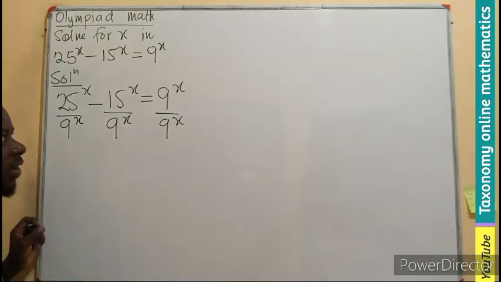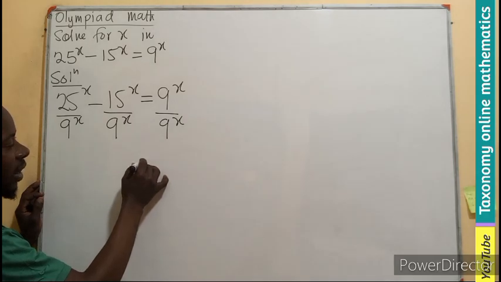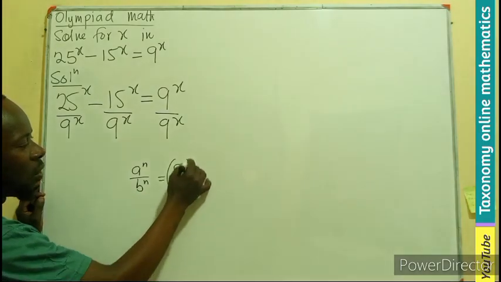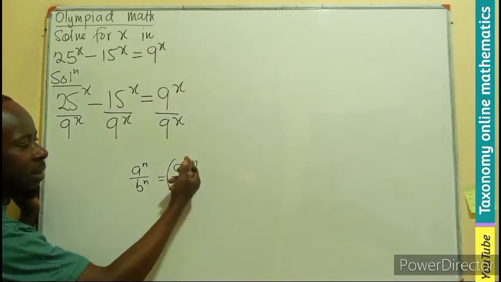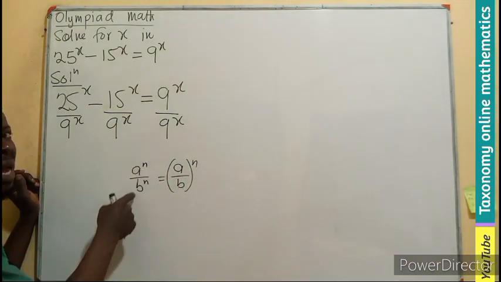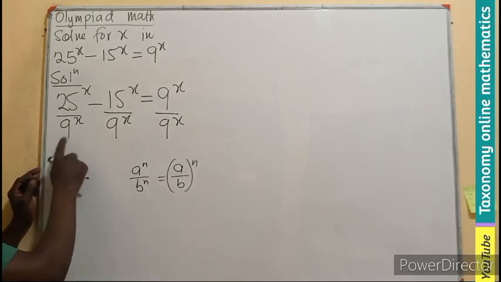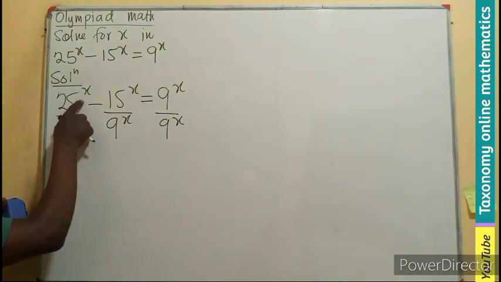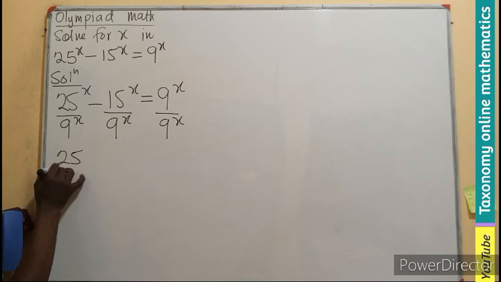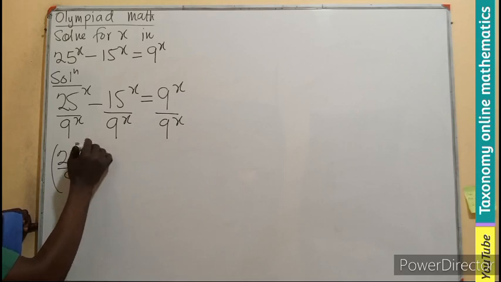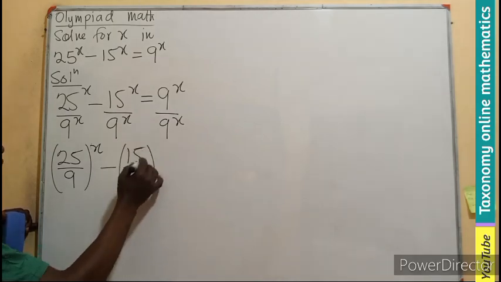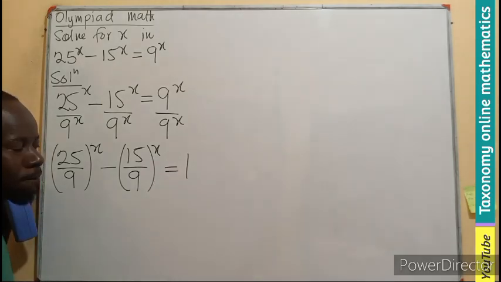Here we know the indices. If I have a^n divided by b^n, this could be (a divided by b) all to the power n, because the power can be distributed on the two. The same way we can combine the power, the same can happen in these two places. So now here becomes (25 divided by 9) all to the power x. Then here also becomes minus (15 divided by 9) all to the power x. Don't forget this will give us 1.